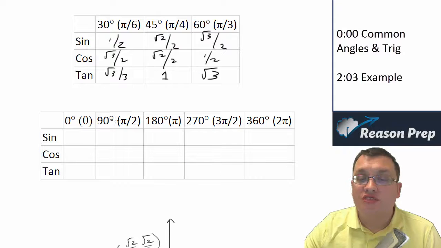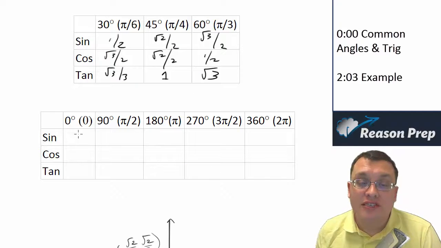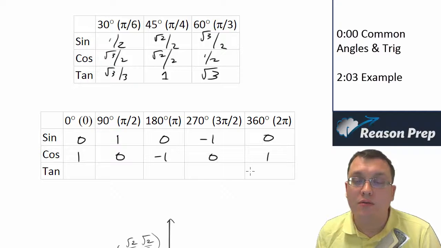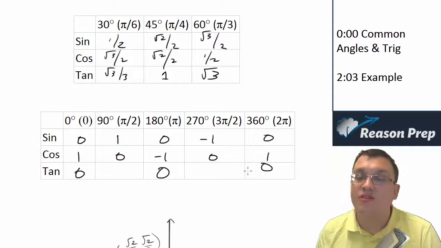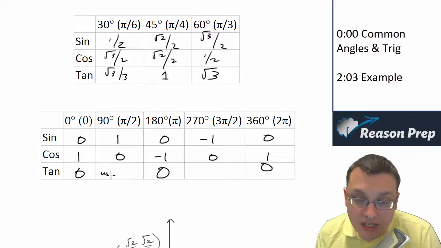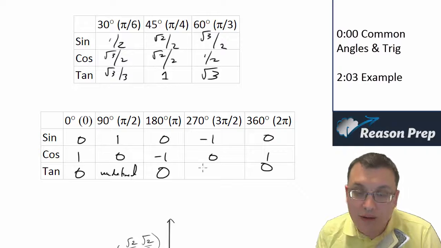What about 0, 90, 180, 270, 360? The sine of 0 is 0. Then we get 1, 0, negative 1, 0. Cosine, we start with 1. We go to 0, negative 1, 0, 1. For tangent, we get 0 at 0, 180, and 360. And we actually get undefined here.